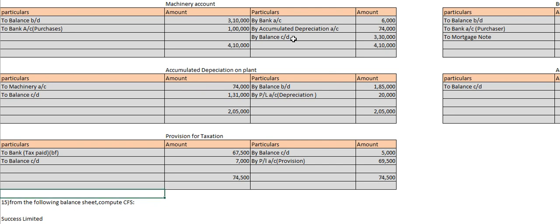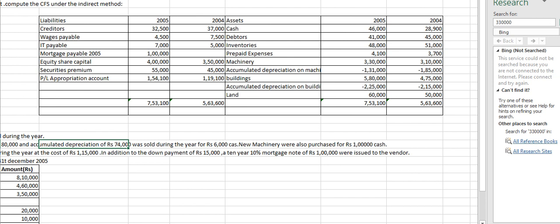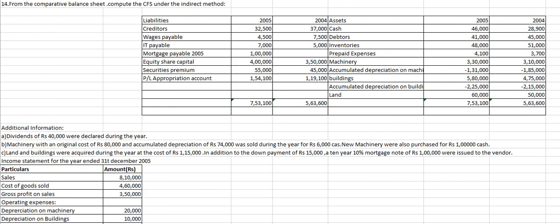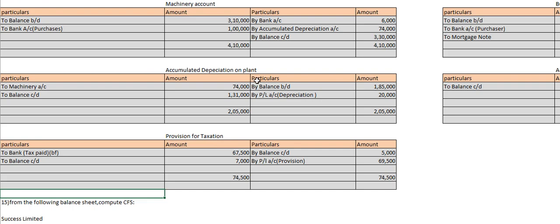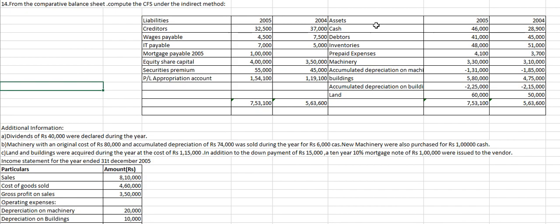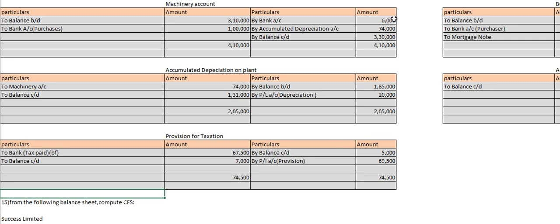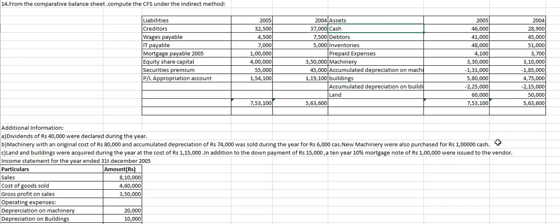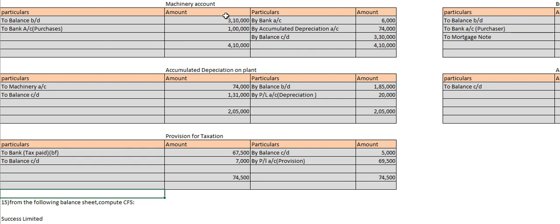Now if you see, there is an adjustment which is given, which tells machinery with an original cost of ₹80,000 and accumulated depreciation 74,000 was sold during the year for 6,000. So by bank account 6,000. New machinery was also purchased for ₹1 lakh. So to bank account 1 lakh. So if you see, when there is a sale happening here, there is no profit and loss. You're not updating any profit and loss account, and it gets balanced. So it's 4 lakh and 10,000.